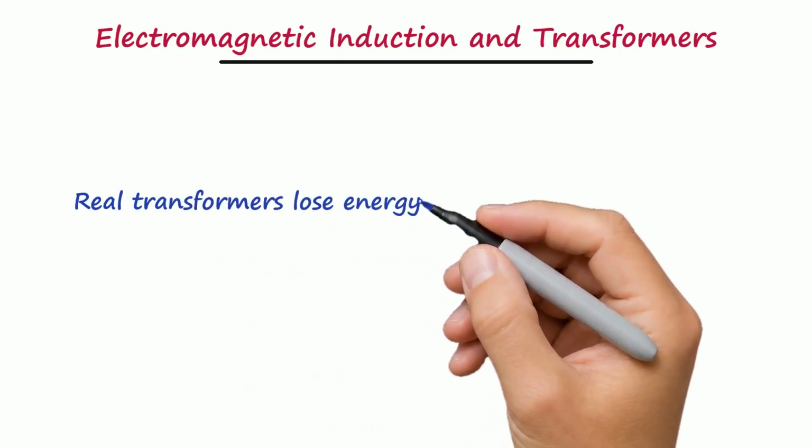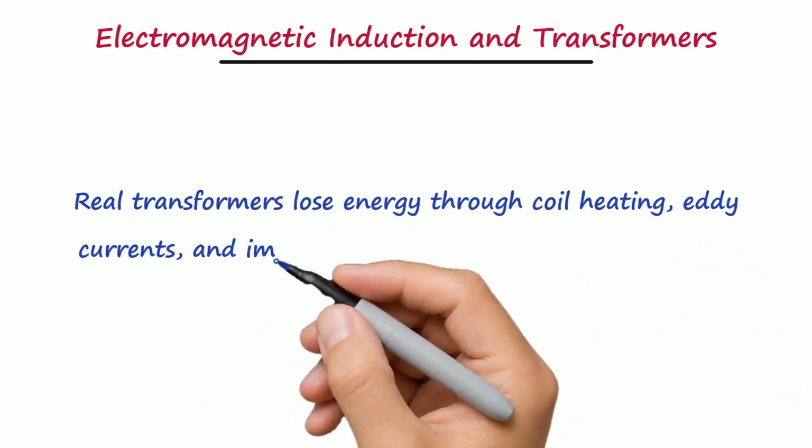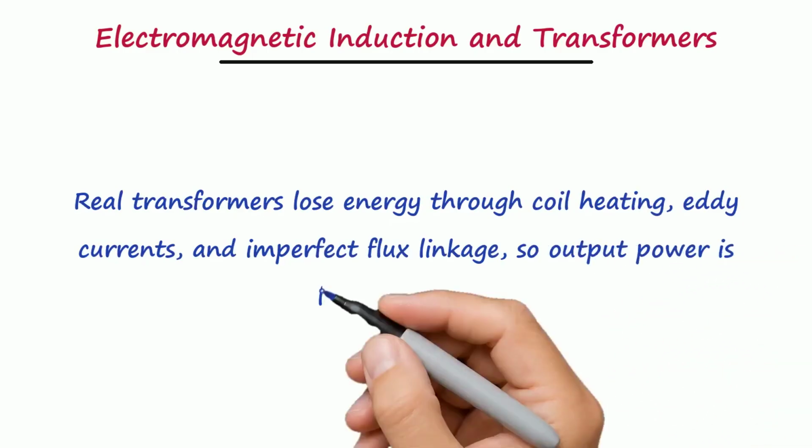Real transformers lose energy through coil heating, eddy currents, and imperfect flux linkage, so output power is less than input.